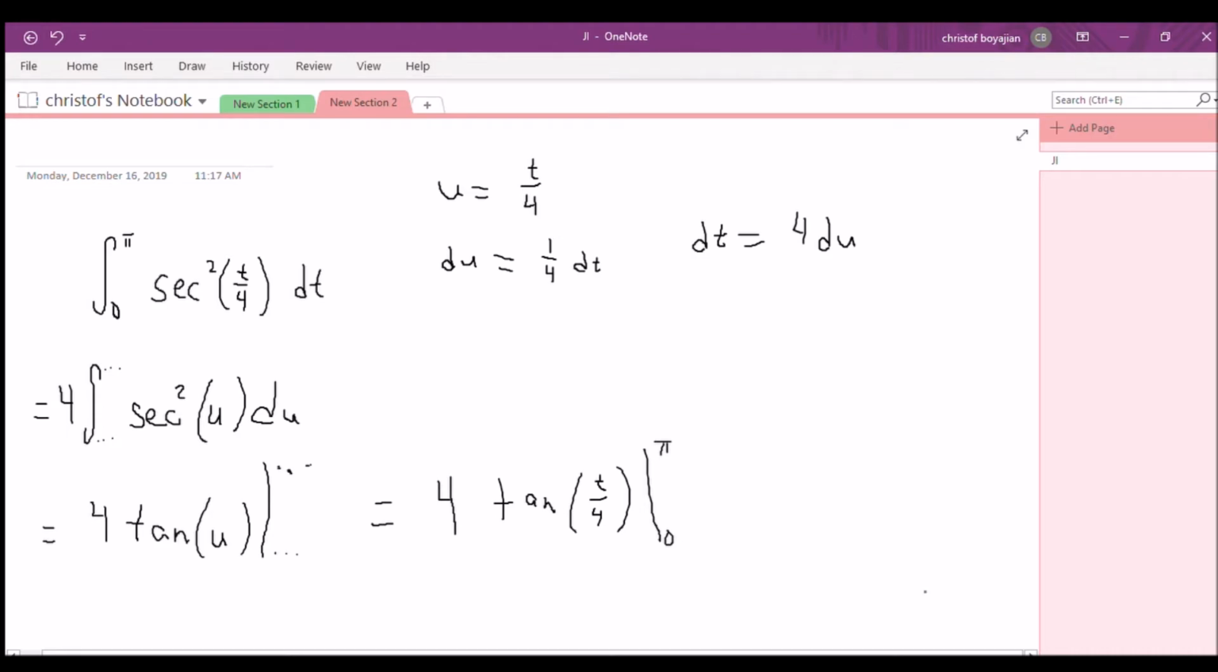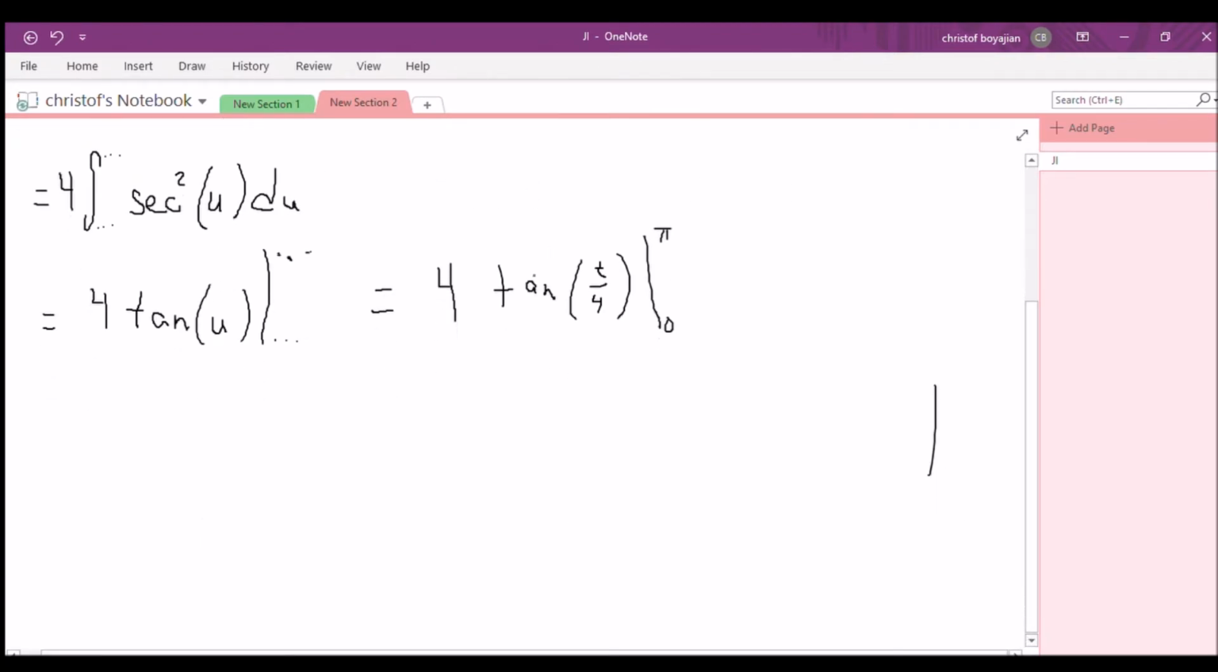All right, let's evaluate this right here. Thanks for letting me scroll down. If we evaluate this, we should get 4, I'll leave our 4 out as a constant. Now, when t is pi, we get tangent of pi over 4, minus, when t is 0, we get tangent of 0. Now, remember our trigonometry?